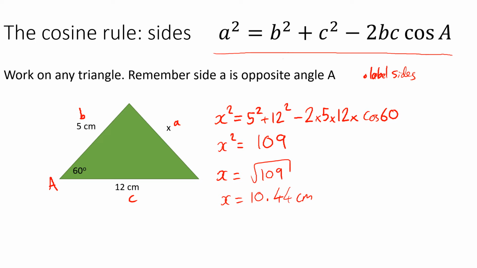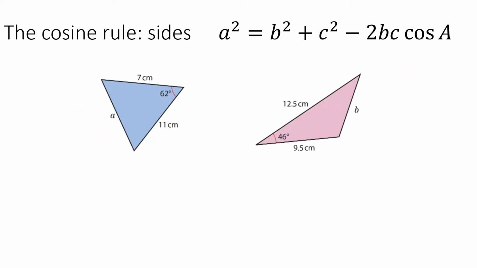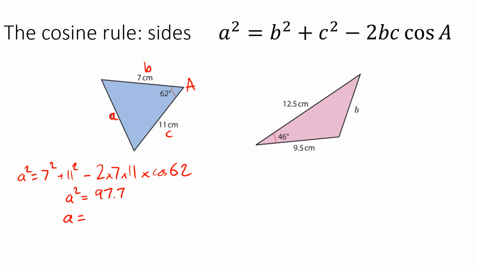Let's have a look at some other alternatives. So here are two other examples of the same sort of thing. I'd like you to give them a go first, and we'll come back in 3, 2, 1. Okay, let's label up our sides. Fortunately the side we're trying to find is already called A. So that's angle A, that's B, and that's C. So A squared is 7 squared plus 11 squared minus 2 times 7 times 11 times cos 62. That will give us A squared is 97.7. So we square root that, and we'll get that the length of A is 9.88.